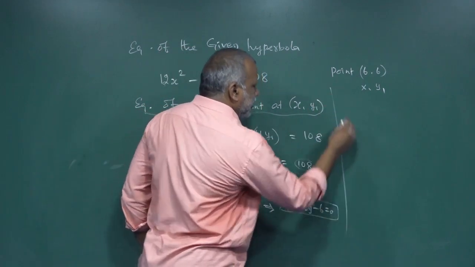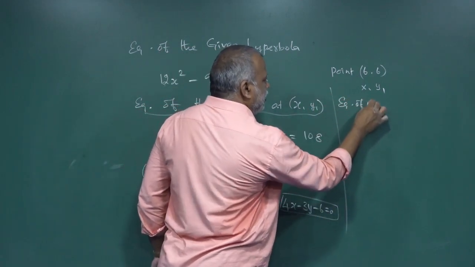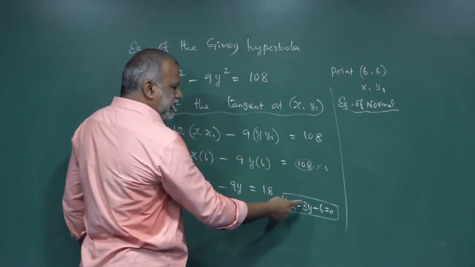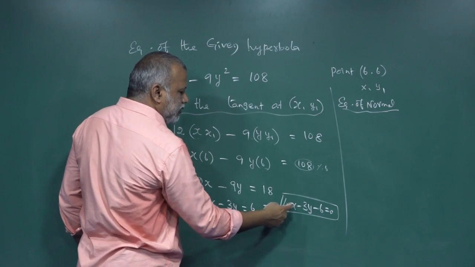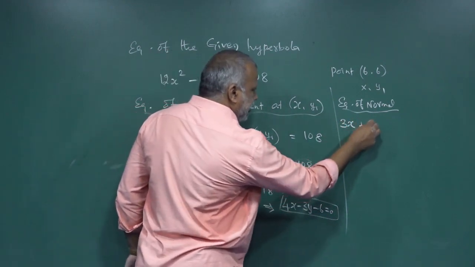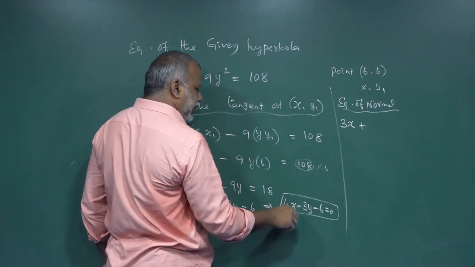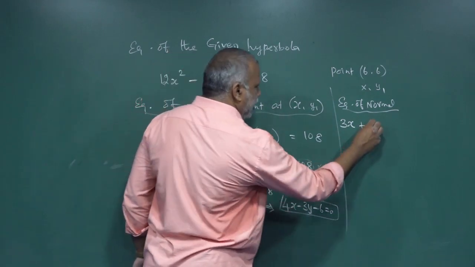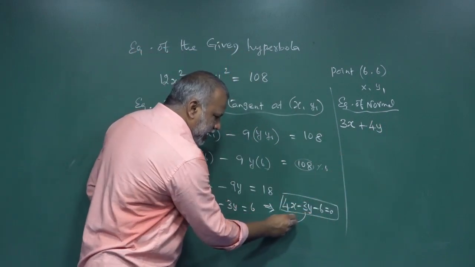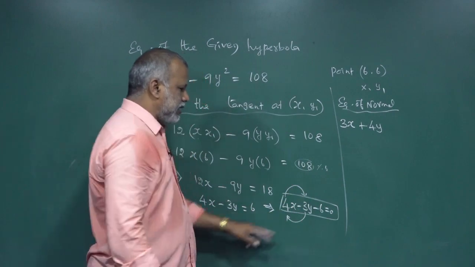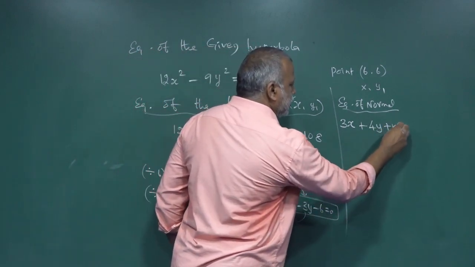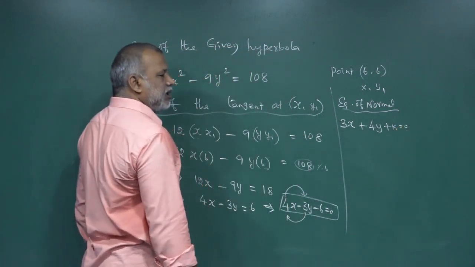Now we need to find the equation of the normal. What is the procedure? Interchange the coefficients. Now 3 and 4 will be removed. Therefore 3x. Again here we are going to convert this symbol as a negative, as already we are having, so positive 4y. So listen to this concept. Interchange the coefficients. 3 here, again 4 here. Therefore 3x plus 4y plus k equal to 0. This is the equation of the normal.